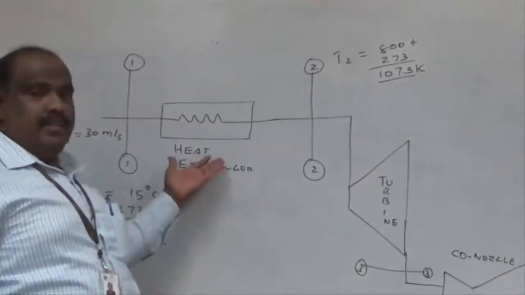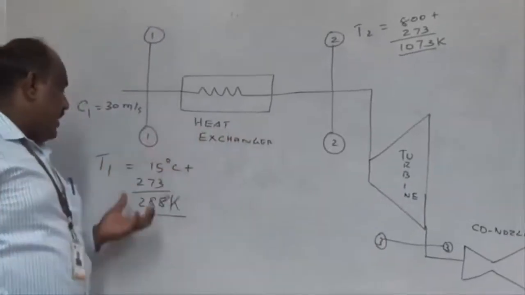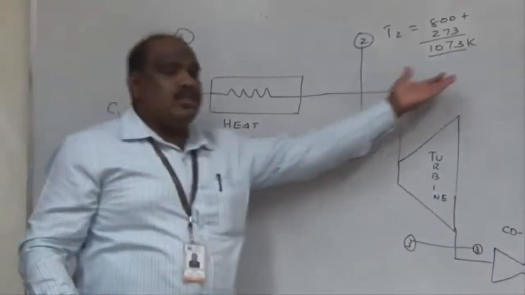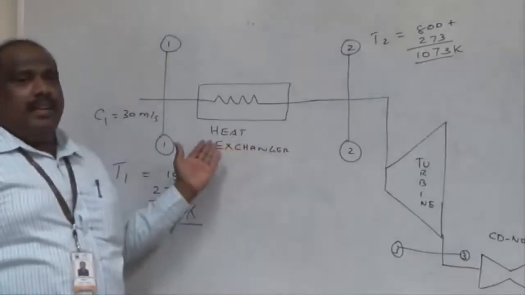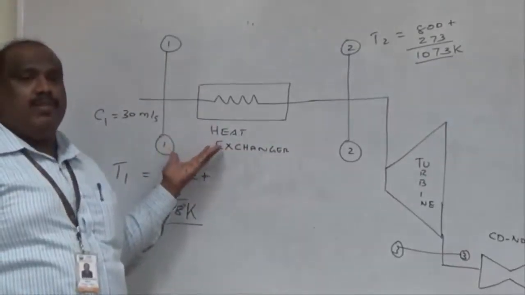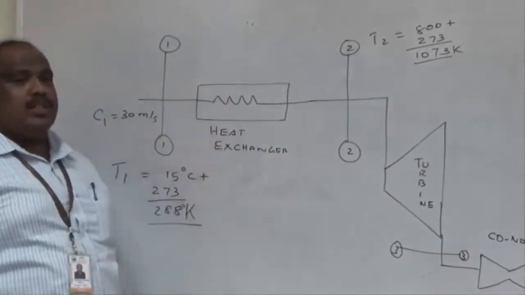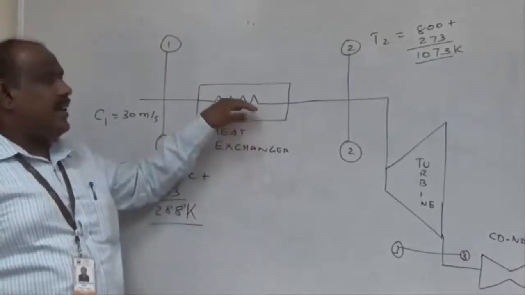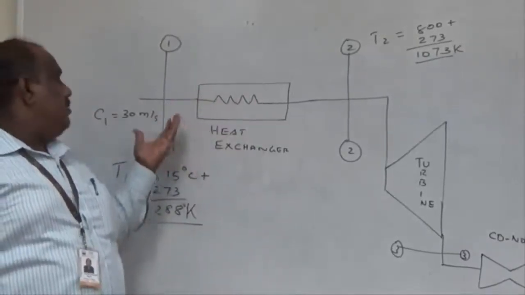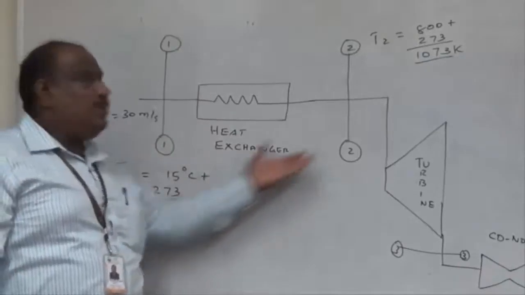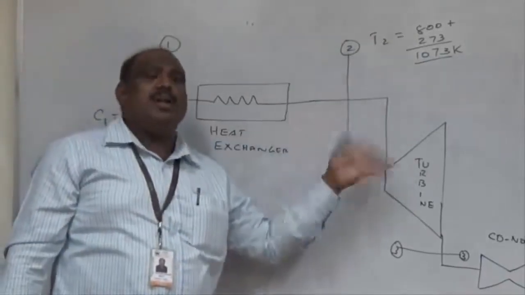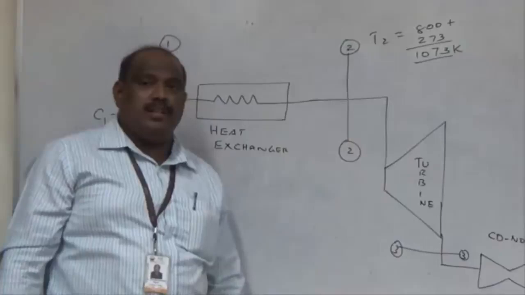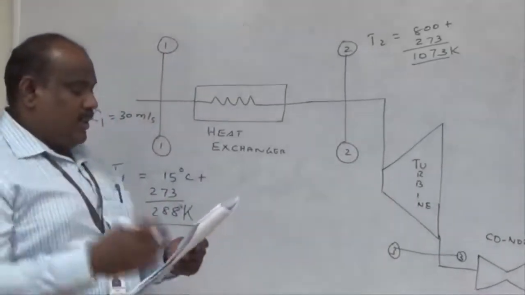So what has happened here? The temperature has risen from 288 Kelvin to 1073. What has happened here? Heat transfer. Heat is transferred. That's what we want in a heat exchanger. So what is the question they may ask? How much heat is added to the air to raise it from 288 Kelvin to 1073 Kelvin? This is the question they may ask. This is the only possibility. Got the logic? That is how to frame the question.